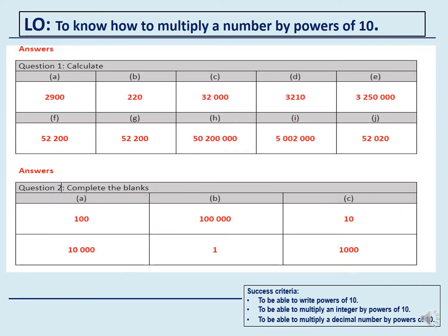Okay, here are the answers. Change to green pen and self-mark it. When you mark it, just be careful with the number of zeros.